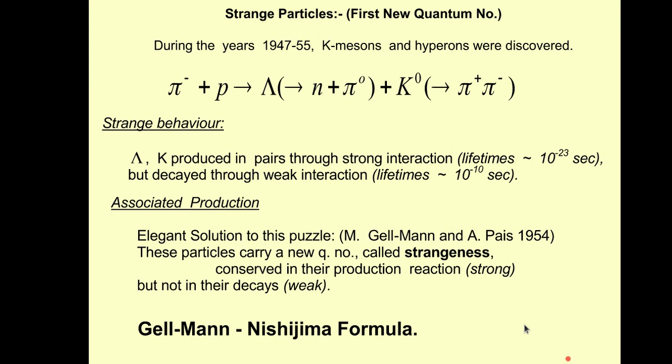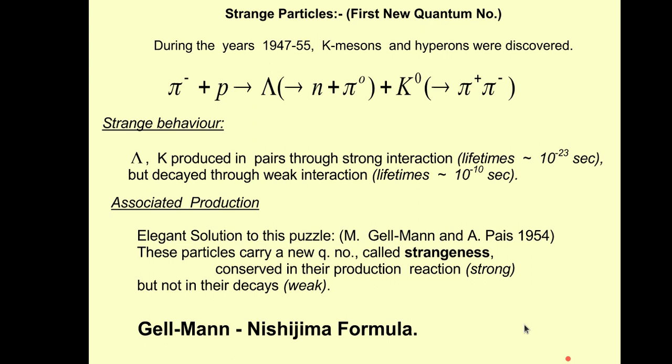If I recall, nucleon mass is around 940 MeV and lambda mass is 1115 MeV. K0 mass is 490 MeV, whereas pion mass is 140 MeV. So this lambda, the moment it is produced, decays to a neutron and pi zero. It can also decay to a proton and pi minus, whereas K0 decays to pi plus pi minus. So lambda and K are produced, but they immediately decay.